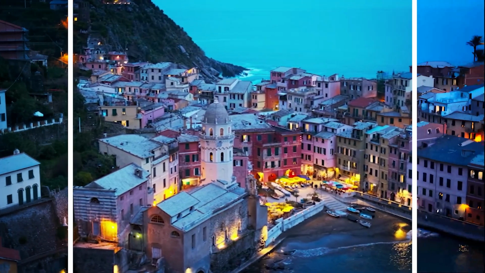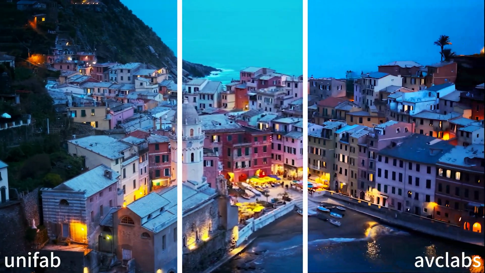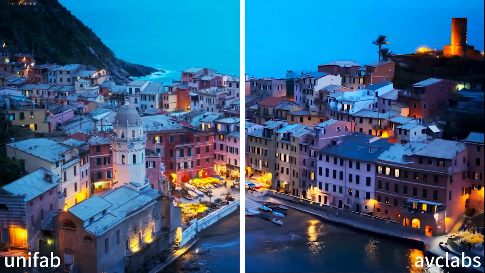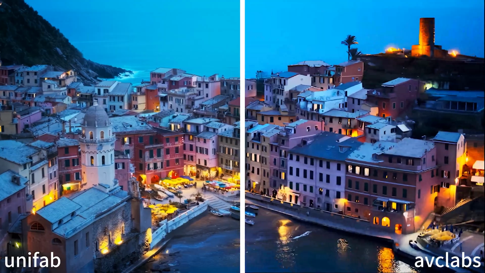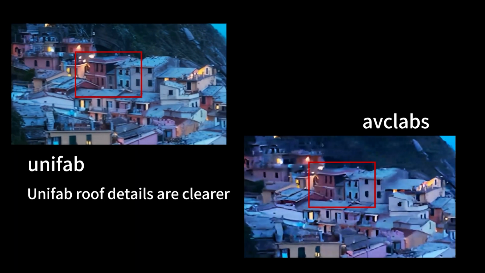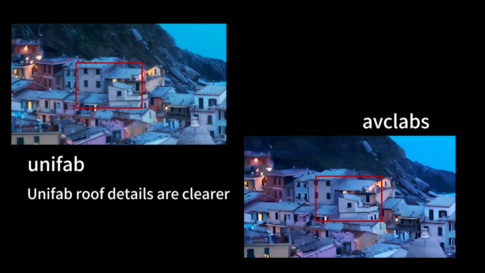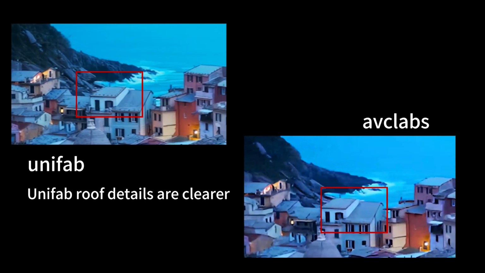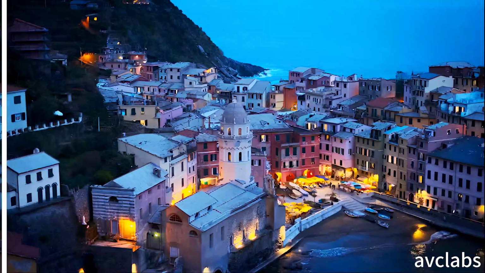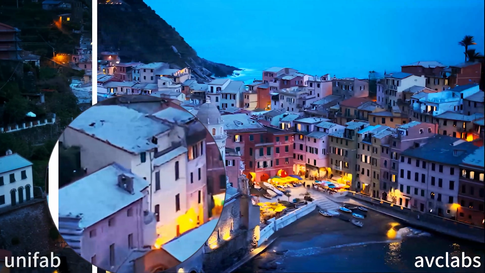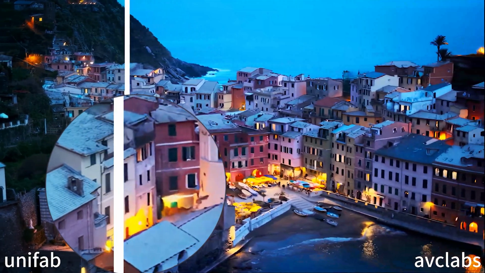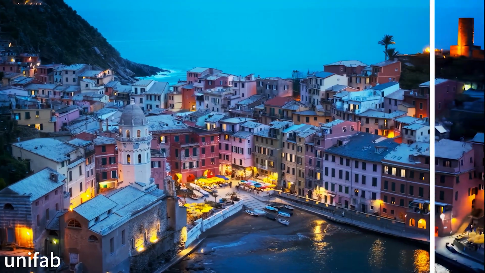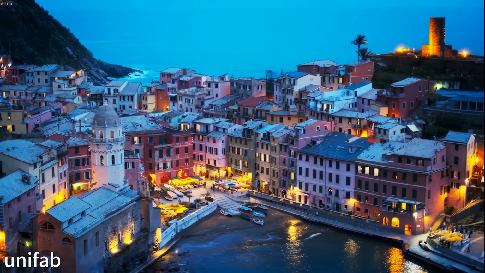Finally, regarding the comparison of the scenery, it can be seen that the clarity after Unifab restoration is significantly clearer than that of AVCLabs. You can zoom in to see the details of the roof. Unifab can repair the tiles on the house, but AVCLabs directly applied the roof without any details. The comparison here also shows that Unifab is more refined in landscape-related details.